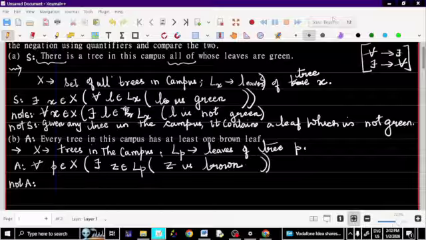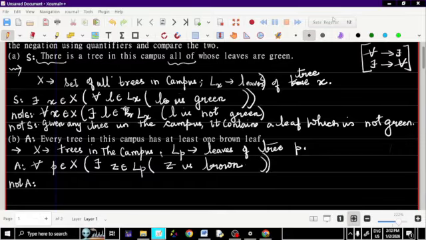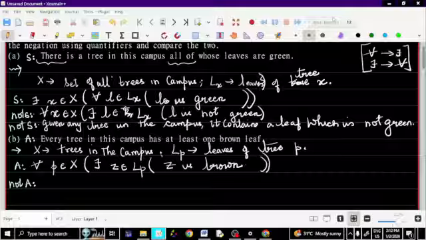There is a tree. I'll negate the plain English statement first. There is a tree in the campus, all of whose leaves are brown. Right? No, it says at least one leaf is brown. You have to say that all of the leaves are not brown. They are non-brown. So there is a tree in the campus.